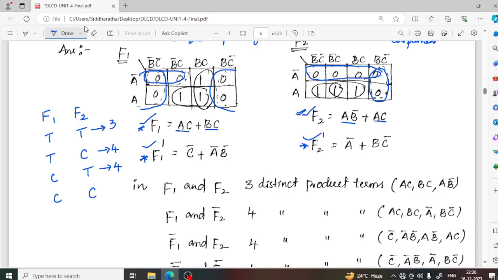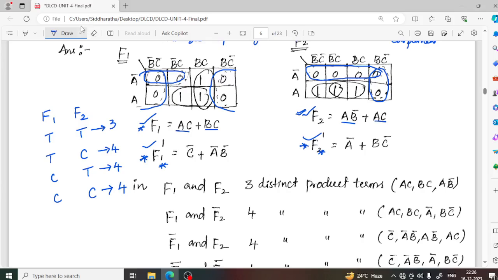Next, F1 bar in complement form, F2 bar in complement form taken. So here also how many products? 2, 3, 4. 4 are distinct product terms, right? So in which choice do we have to cover F1 and F2? We have to design F1 and F2. For our convenience, we may take F1 and F2 both in true form, or one in true and another in complement, or both in complement. So these are the possible choices.